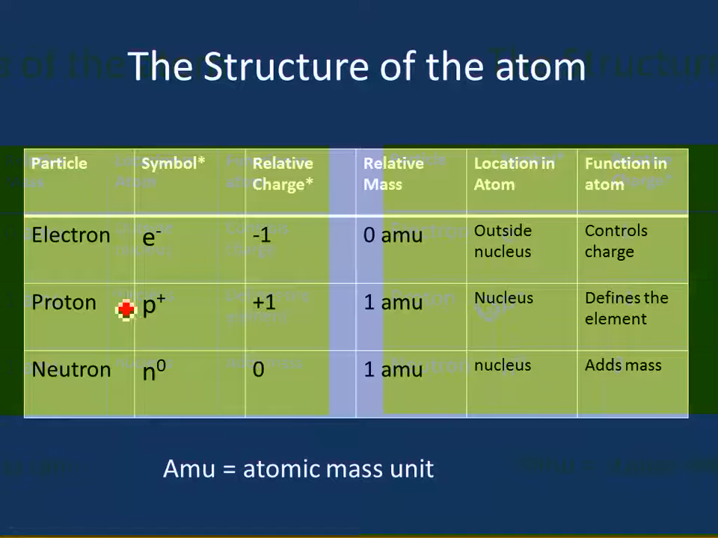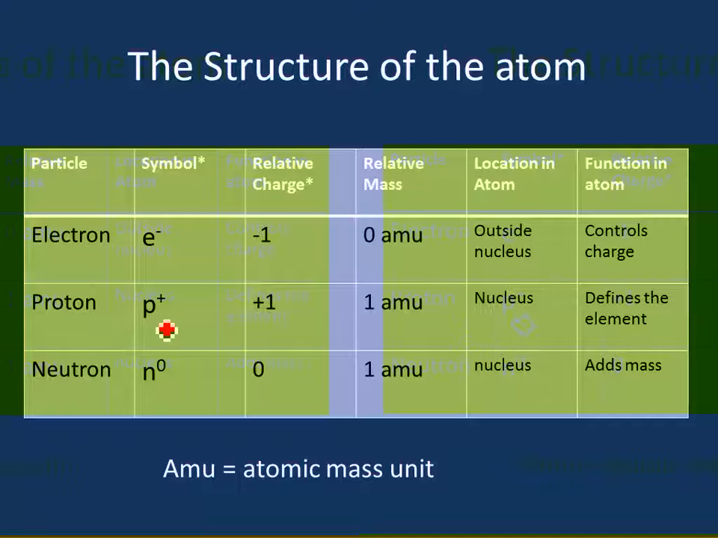So the electron is negatively charged, so that's why you see an E with a negative. It has no mass, it's outside the nucleus, and its function within the atom is to control the charge. The electrons are what come and go fairly often in our atom, and we're going to talk more about that when we talk about bonding.